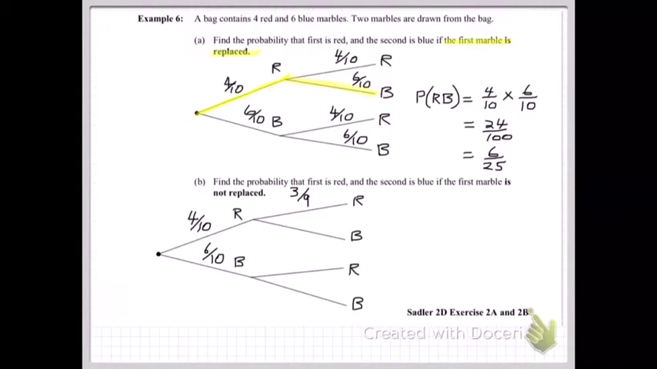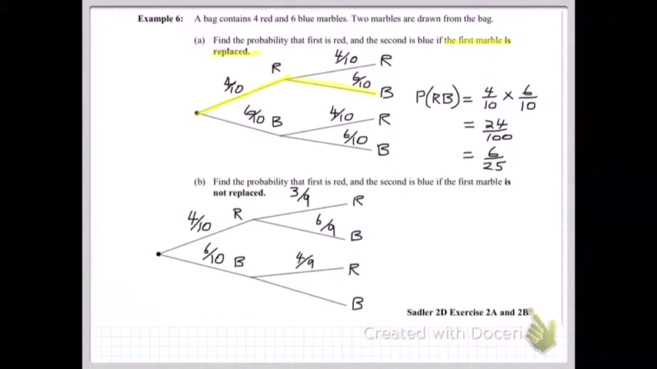So the probability of drawing a red, if we have already drawn a red and have not replaced it, is only 3 over 9. The probability of a blue, there's still 6 marbles, but remember there are only 9 marbles in total left in the bag. Now remember, those have to add up to 1. 3 ninths plus 6 ninths equals 1.